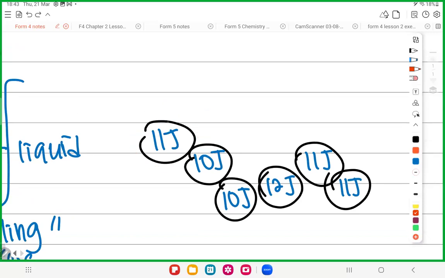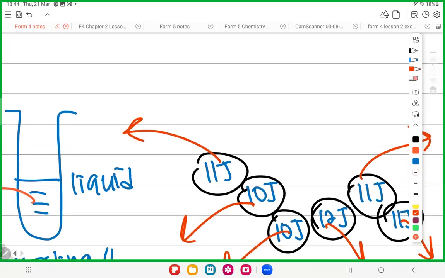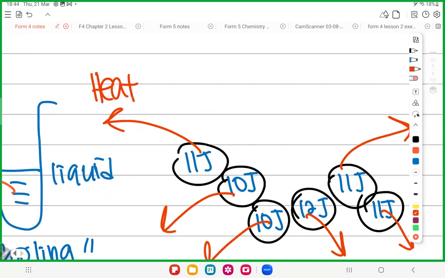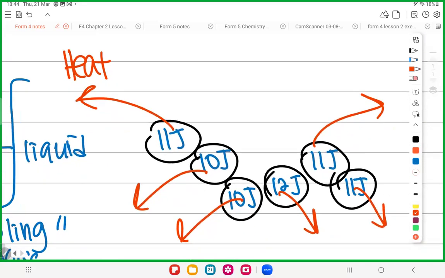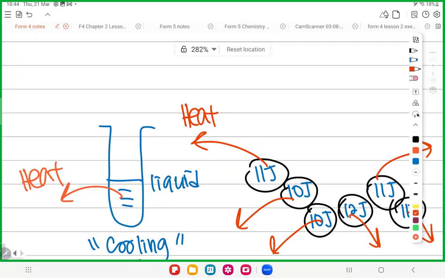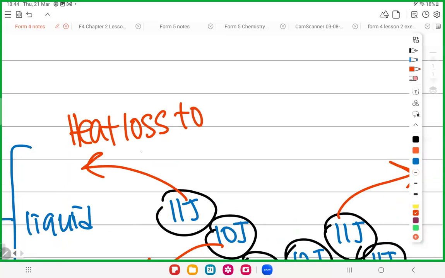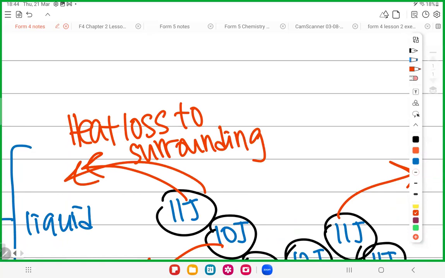The liquid needs to throw away the heat, right? Remember, a cooling process needs to throw away heat, while a heating process needs to absorb heat. So you throw the heat to the surrounding. You throw the heat, you throw the heat, you throw the heat. This is called heat loss. You throw the heat to the surrounding.